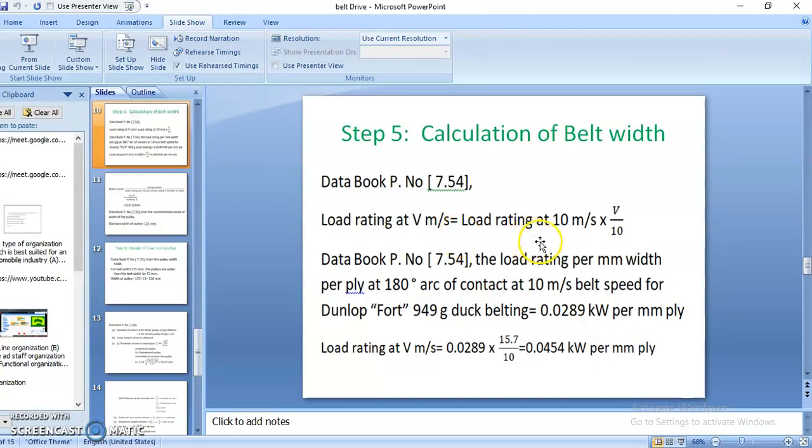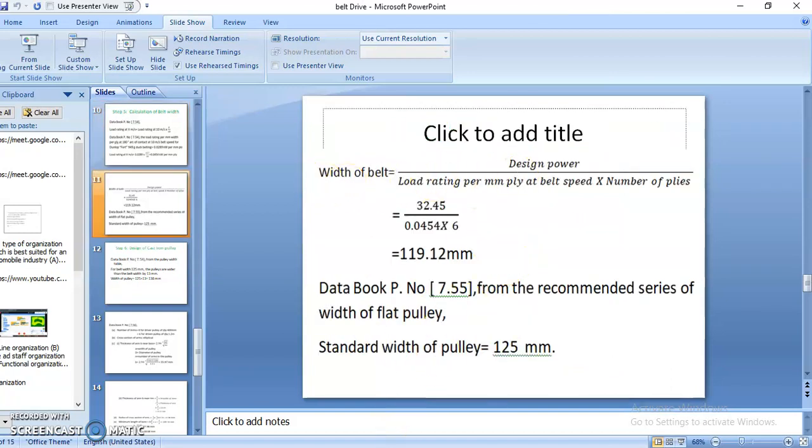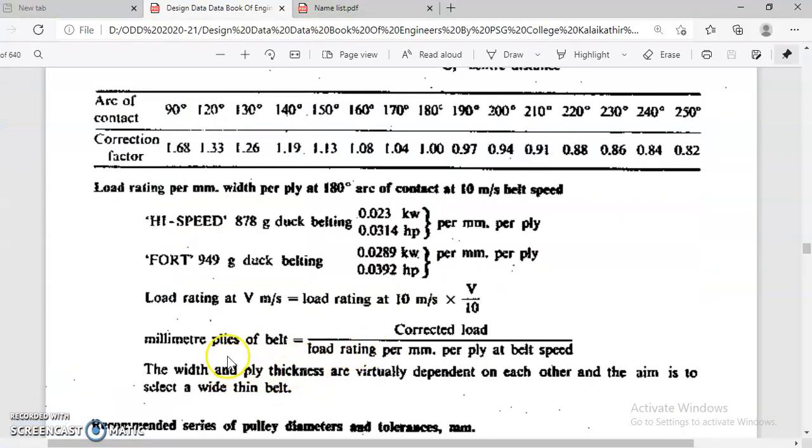So load rating at V meter per second equals load rating at 10 meter per second into V by 10. This value is 0.0289 into 15.7 divided by 10, which is 0.0454 kilowatt per mm ply. So load rating has been calculated. Next we have to calculate belt width. Belt width is calculated using a formula not available in the data book, but partially it is given.